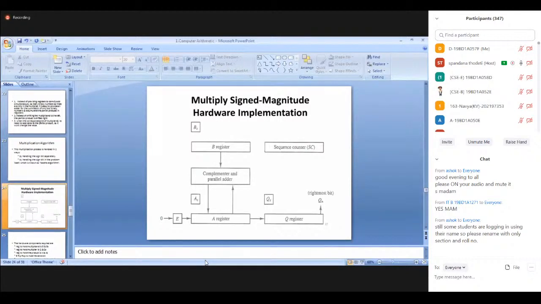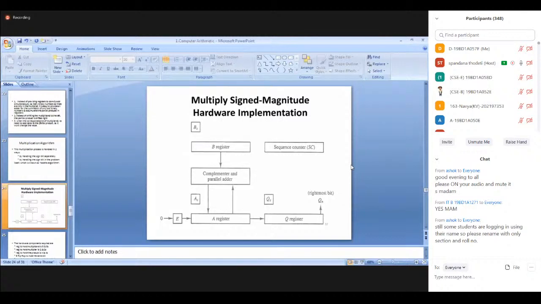Let us see what are the hardware components required. In signed magnitude data, you need to specify the sign bit. So I am storing my multiplicand in the register B. Multiplier I am storing in the register Q, and the result I am storing in A. Right? Next, you are using a sequence counter. This sequence counter is required to know how many partial products are to be generated or till how much time you need to perform the multiplication.